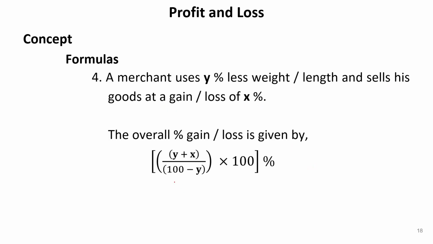0. Okay, so let's see, a merchant uses Y% less weight or length and sells his goods at a gain or loss of X%, let's say, then the overall percentage gain or loss is actually given by (Y + X) whole by (100 - Y) into 100%.